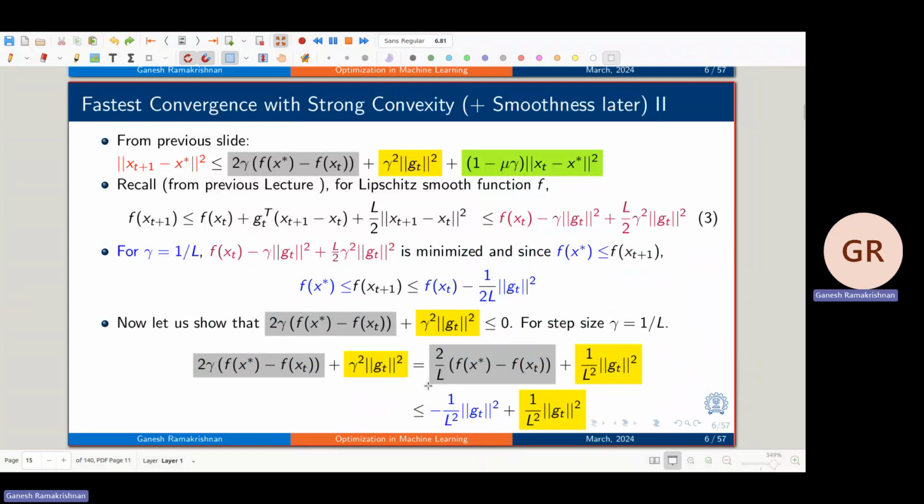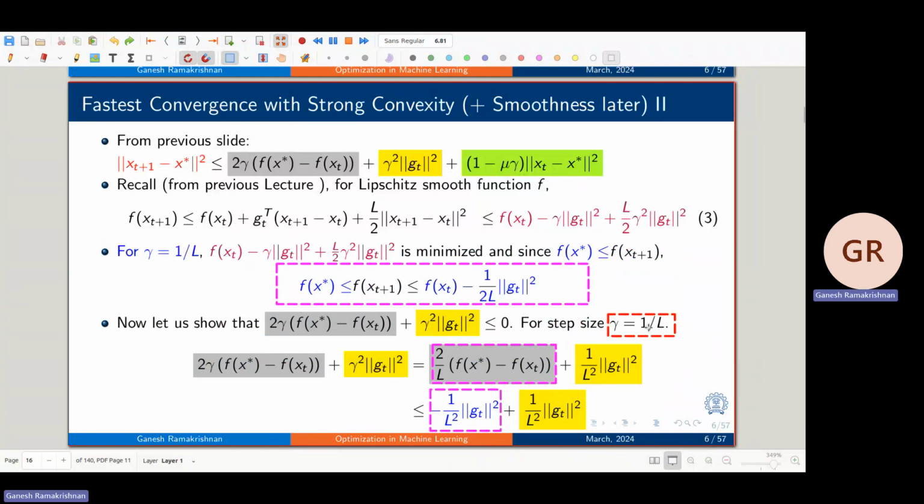I've also color coded to make things easier to understand. See this part, f of x star minus f of xt is less than or equal to minus 1 by 2L norm gt square. So I've just substituted this blue part here. This part has been substituted as an upper bound for this part in gray. With all of this, these two terms get cancelled out. Therefore, I have my formidable term in the telescopic sum shown to be less than or equal to 0.